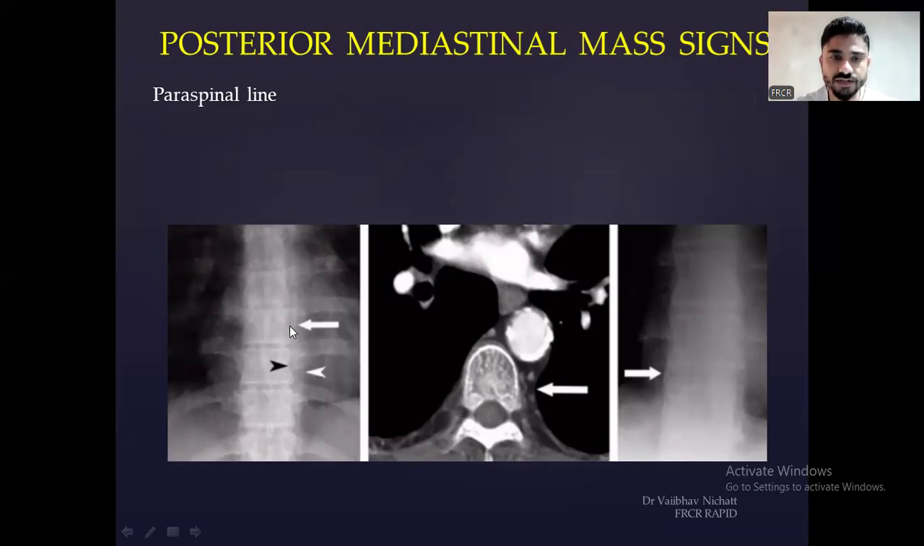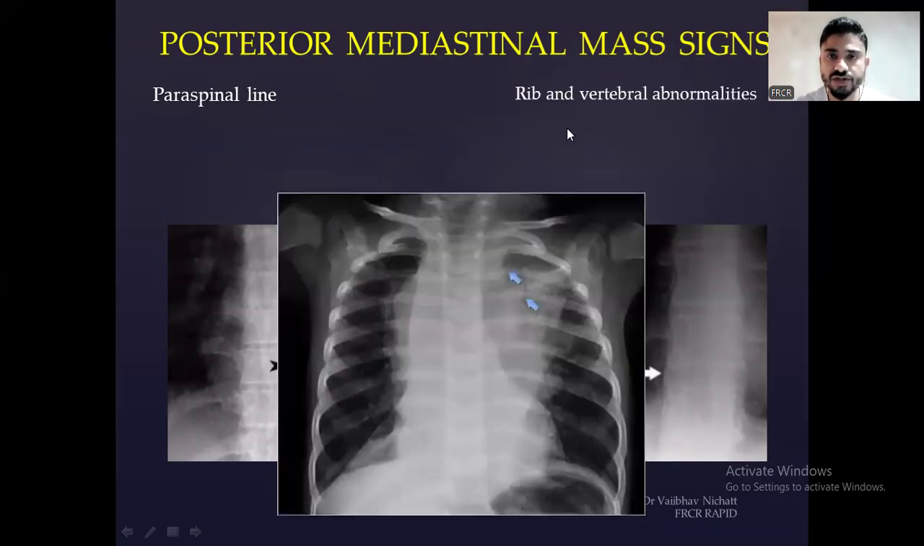It is better seen on the left side and not on the right side because of the presence of the descending thoracic aorta, which uplifts the adjacent pleura, and that is the reason this left paraspinal line is very well visualized. Okay, and this is the right paraspinal line over here. If there is a mass and there is obliteration, displacement or disruption of the paraspinal line, then you can think of a posterior mediastinal mass.